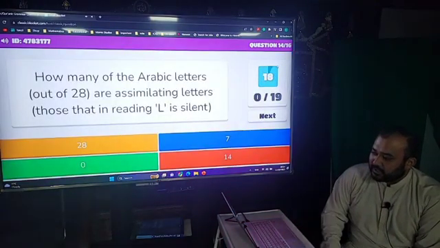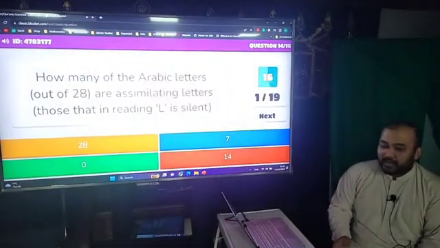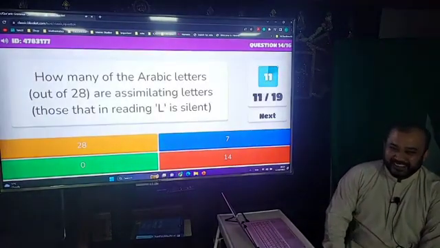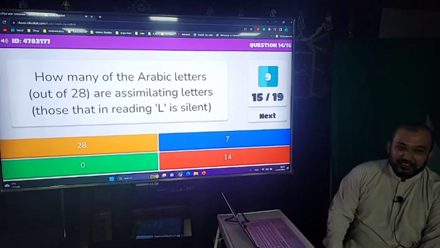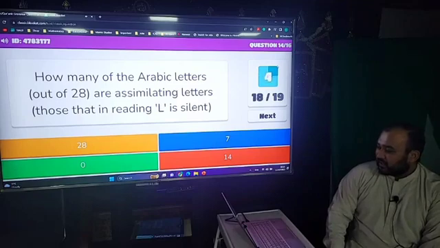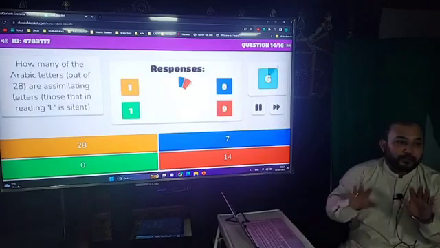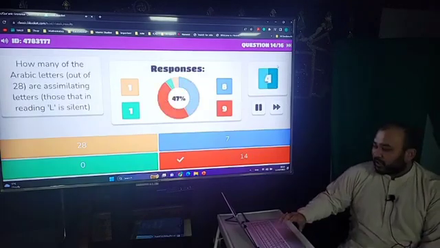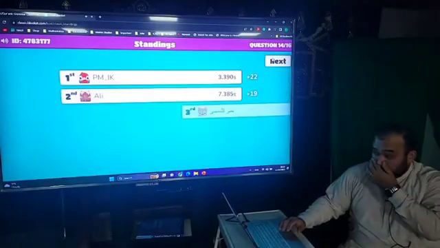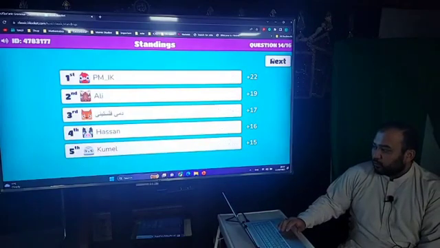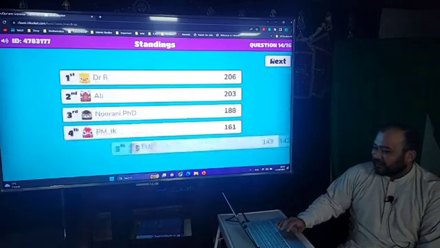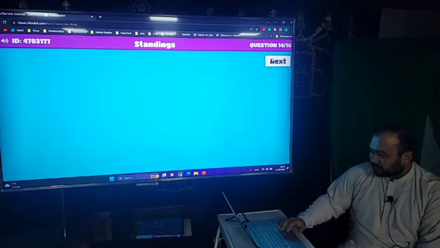How many of the Arabic letters out of 28 are the silent letters? I just mentioned that earlier if you were listening. I gave a hint on that one. So it's 14, 14. 14 are Shamsi and 14 are Qamari letters. Two more questions. Imran Khan is on the board now.